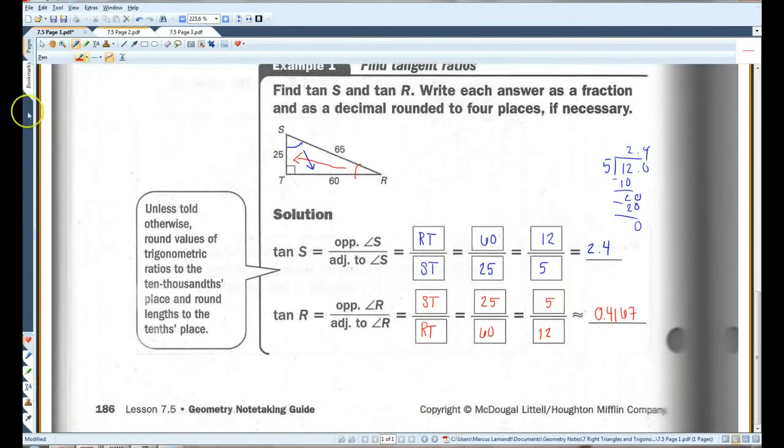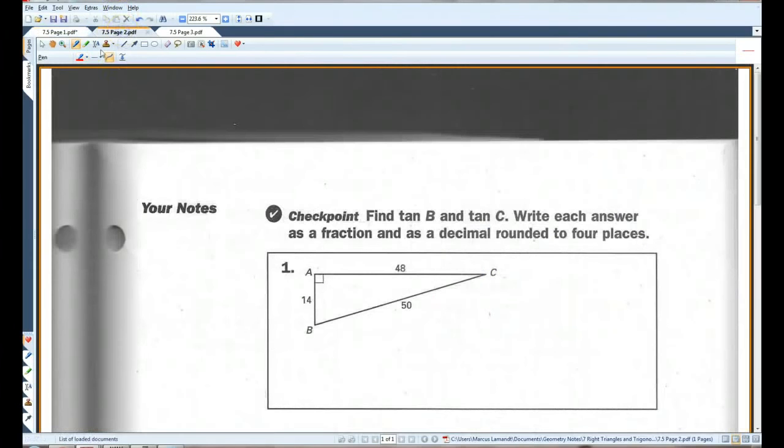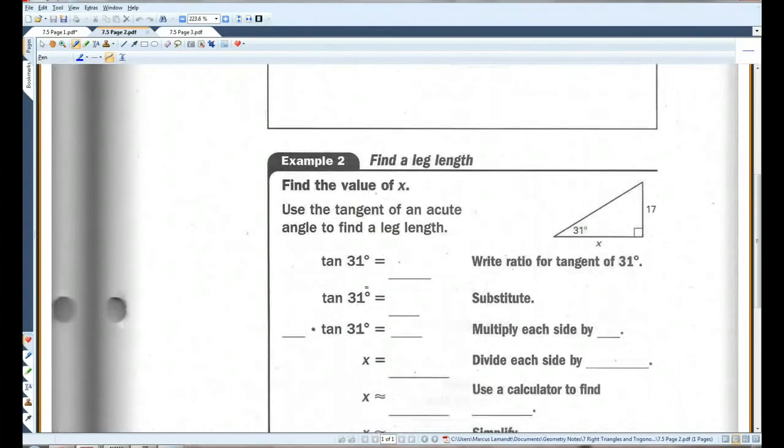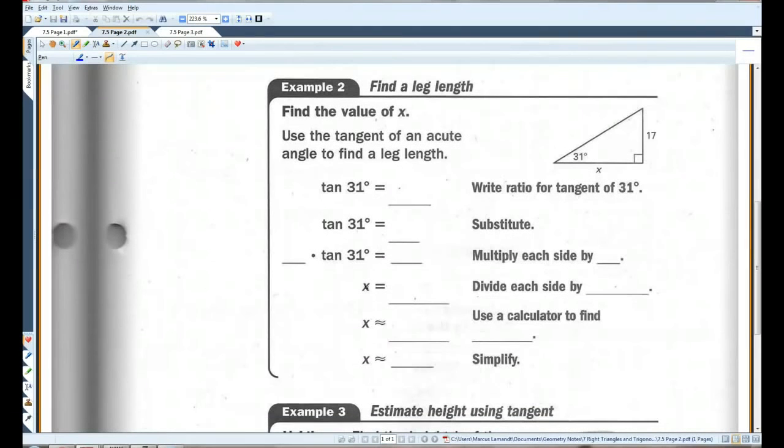Alright, let's go on to page 2. I'll let you guys do this checkpoint. Example 2. Find the value of x. Tangent of 31 degrees, we already know, is the opposite over the adjacent side. So in this case, 17 over x. Actually, I think they wanted you to do this first.